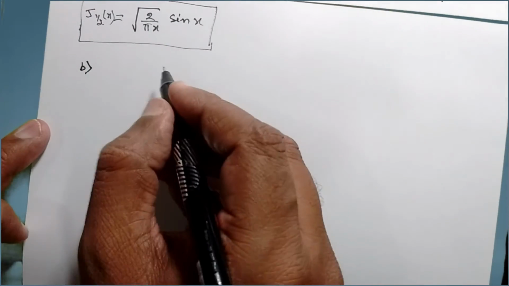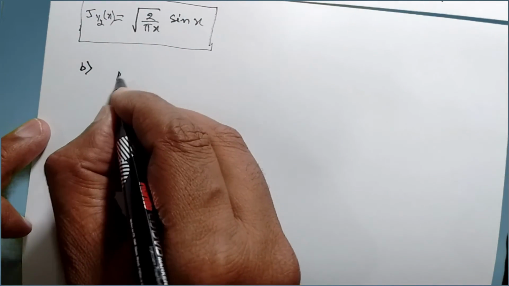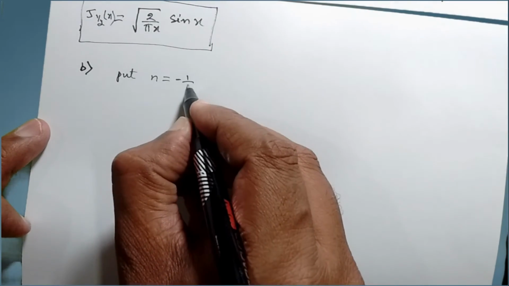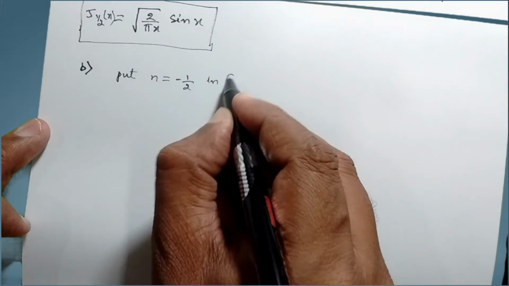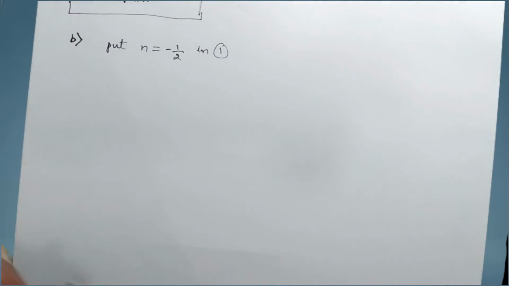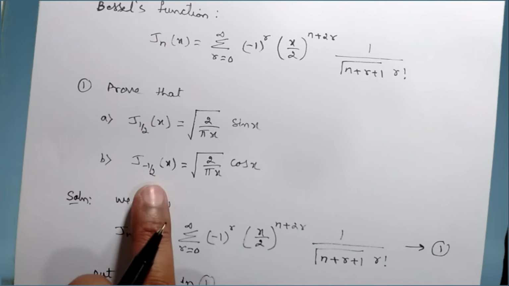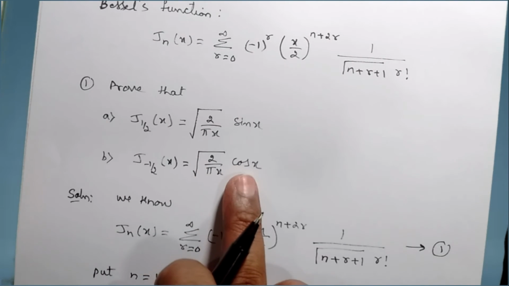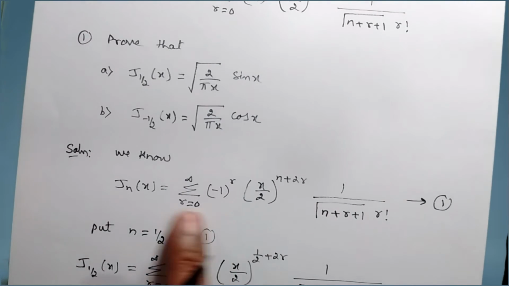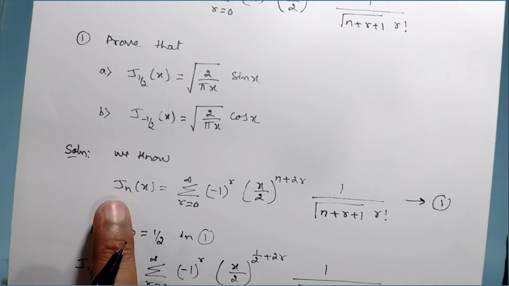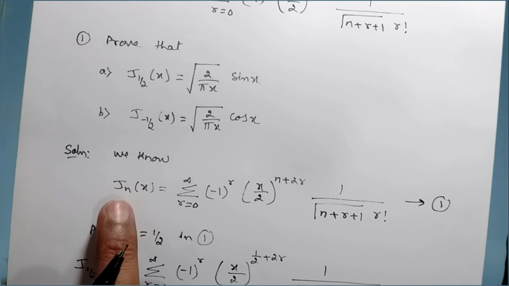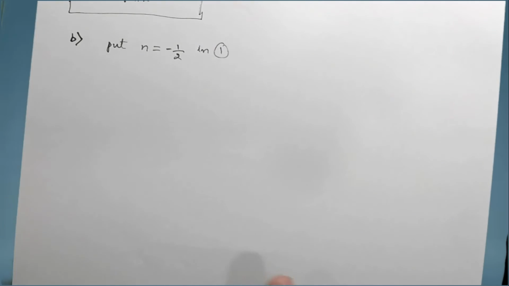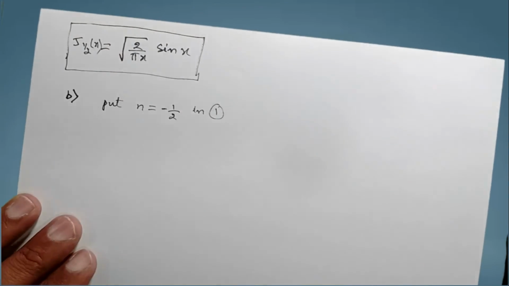Result number B. So here once again I'll put the value of n to be equal to, now I'll be taking minus of half in equation number 1, right? Because if you try to see this result, this result has to be proved: J minus half of x is root of 2 by pi x into cos x. So I've already written the Bessel's function Jn of x. In this I have to put the value of n to be minus half to get this result. So let us put in equation number 1. So observe equation number 1.